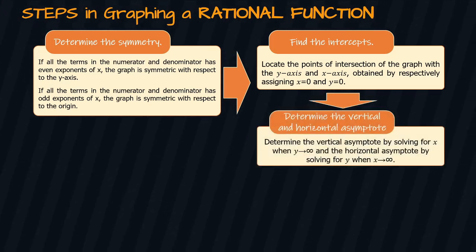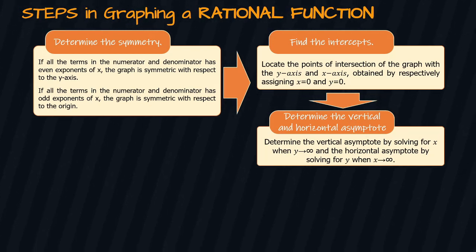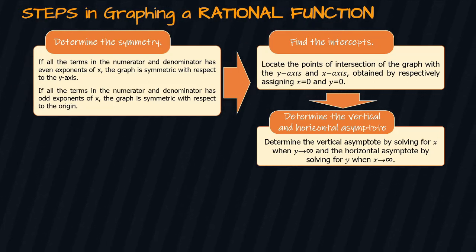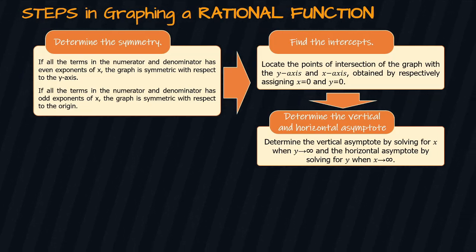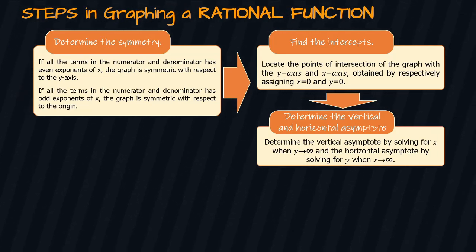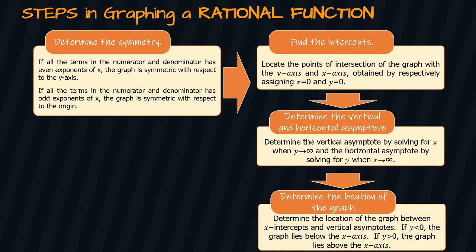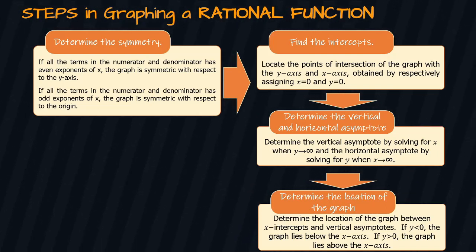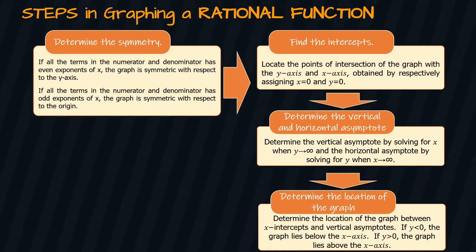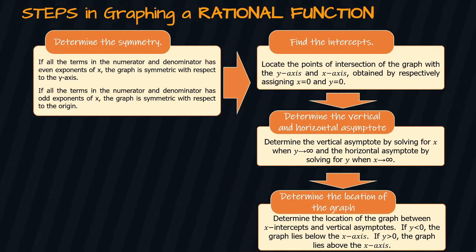Then, we determine the vertical and horizontal asymptote. Determine the vertical asymptote by solving for x when y approaches infinity, and the horizontal asymptote by solving for y when x approaches infinity. Then we determine the location of the graph. Determine the location of the graph between x-intercepts and vertical asymptotes. If y is less than 0, the graph lies below the x-axis. If y is greater than 0, the graph lies above the x-axis.